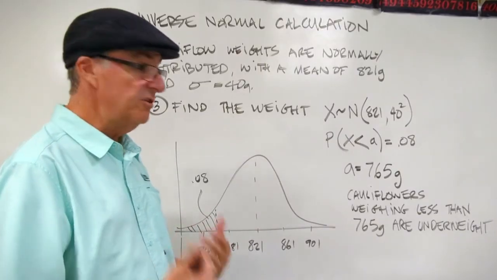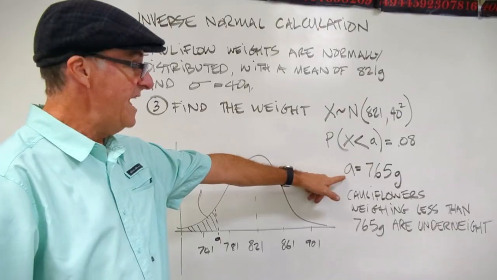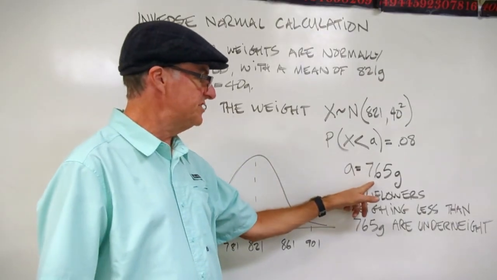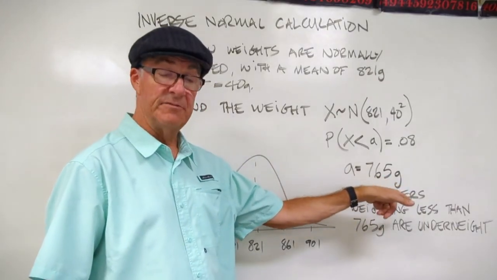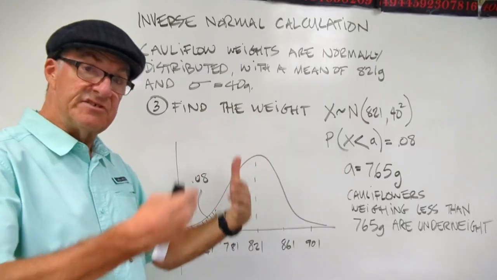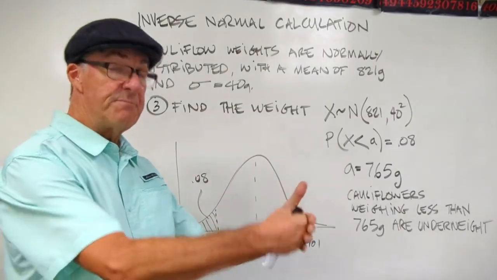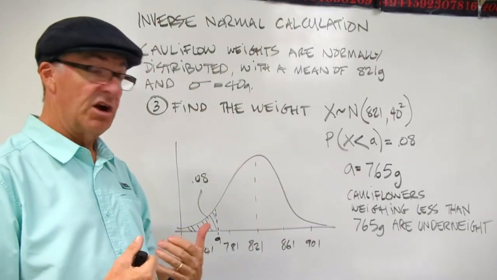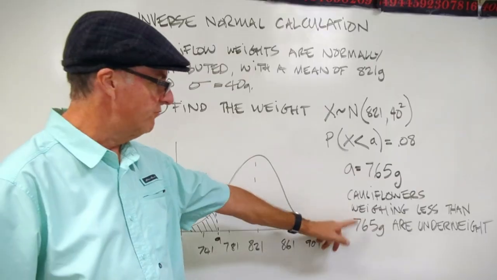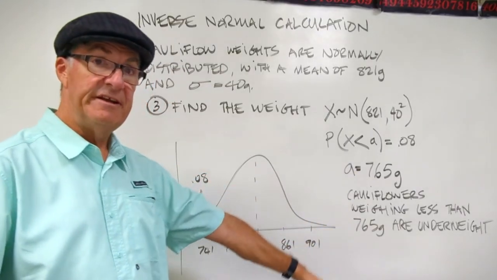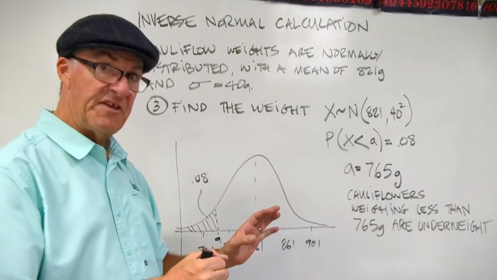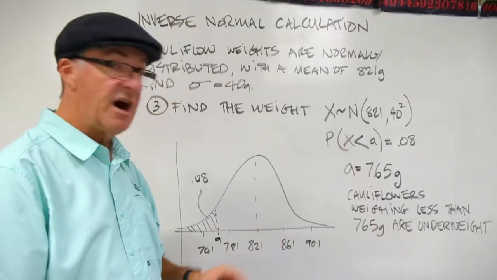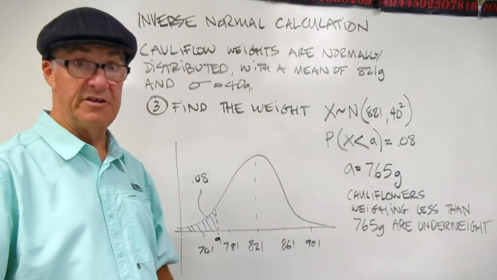All right, here we are. The A value in here is 765 grams. So that is the dividing line. That's the weight below which cauliflower are considered underweight. So I just went ahead and wrote that in a sentence. Now that you're familiar with that and you understand what's going on, I'm now going to give you another prompt.